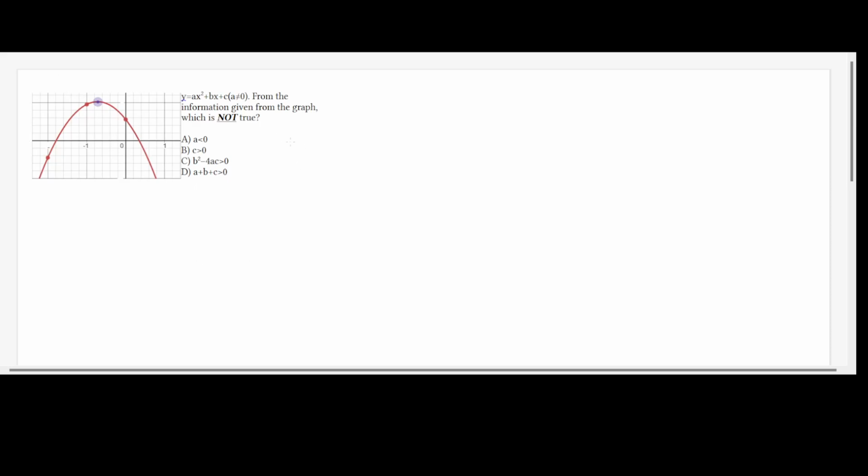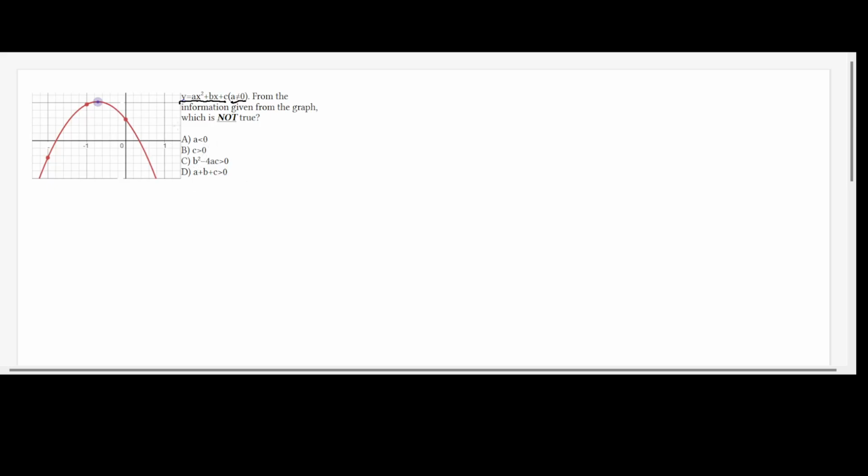It's a parabola question. Now this is actually just analyzation and proving facts of parabolas. So y is equal to ax squared plus bx plus c, and a cannot be equal to 0 because obviously then it's not a parabola. From the information given from the graph, what is not true? A is smaller than 0, c is greater than 0, b squared minus 4ac is greater than 0, a plus b plus c is greater than 0.